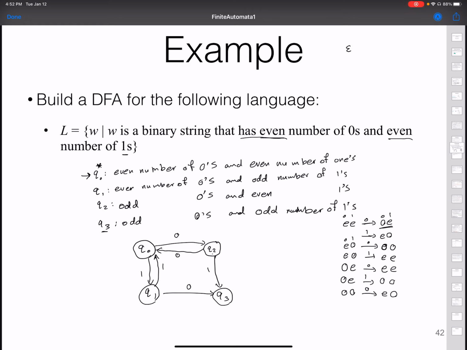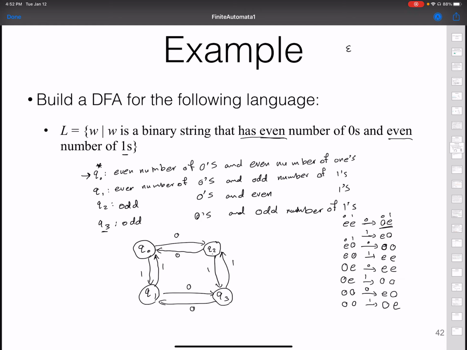At Q3, if you see a 0, you will go to even number of zeros and odd number of ones, which is going to be Q1. And if you see a 1, you go to odd number of zeros and even number of ones, which is going to be Q2.